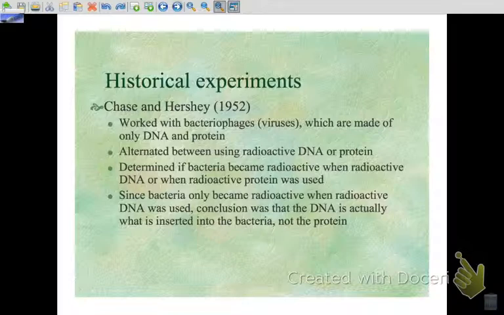The conclusion was that since the bacteria that were infected with radioactive DNA were the only ones that became radioactive, then we knew that DNA was actually the genetic material that was injected from the virus into the bacteria cell, and it was not the protein.